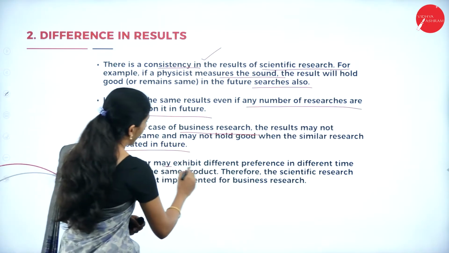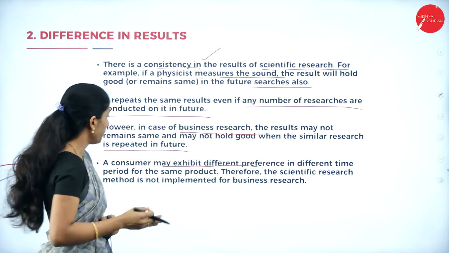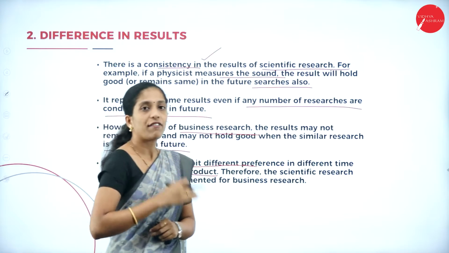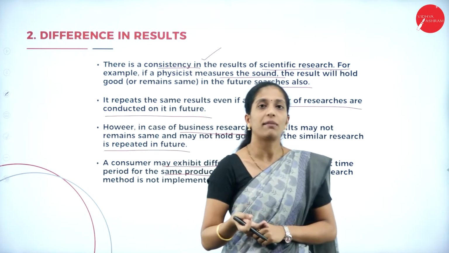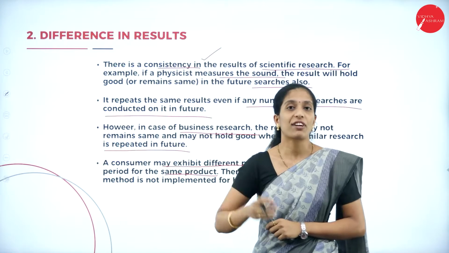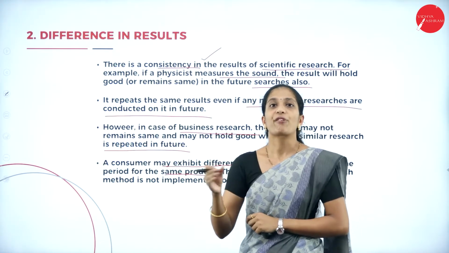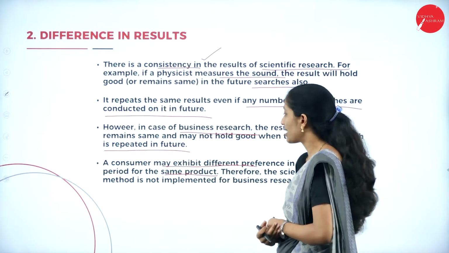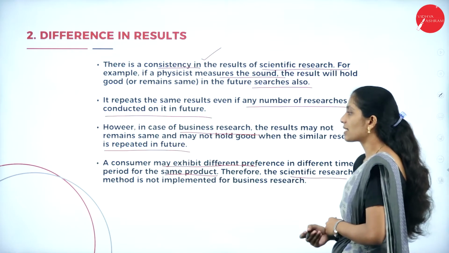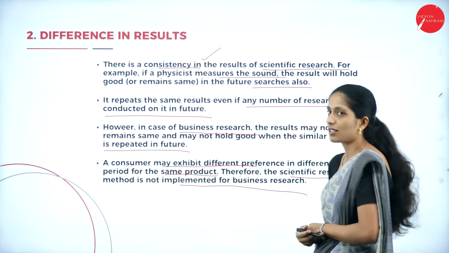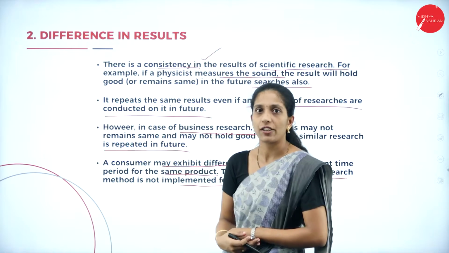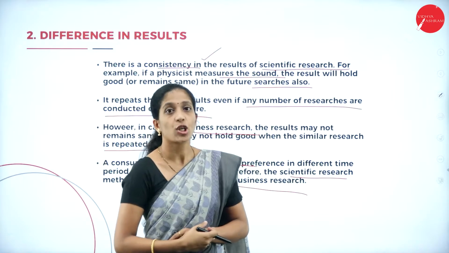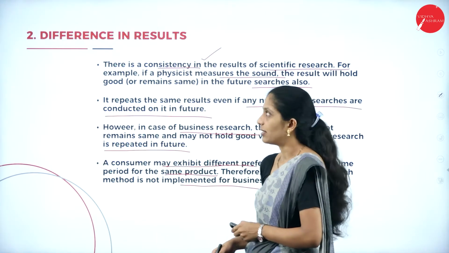A consumer may exhibit different preferences at different times for the same product. If you take the behavior of a particular consumer, he may demand something today, but his demand may be different tomorrow. The taste and preference of consumers keeps on changing, so results do not hold good in business research. Therefore, the scientific research method is not fully implementable for business research. This is the second limitation: in scientific research we get the exact result, but in business research we cannot predict the exact result.